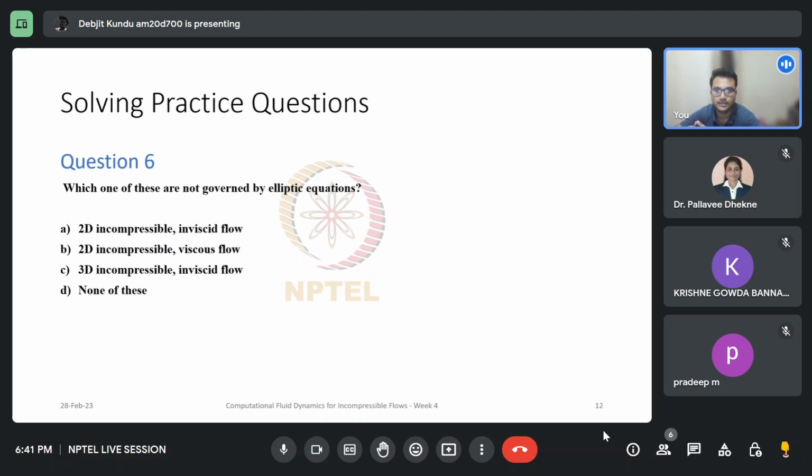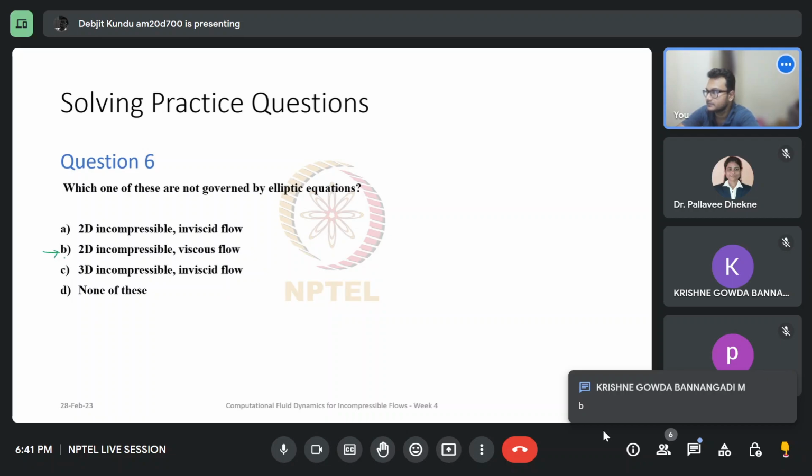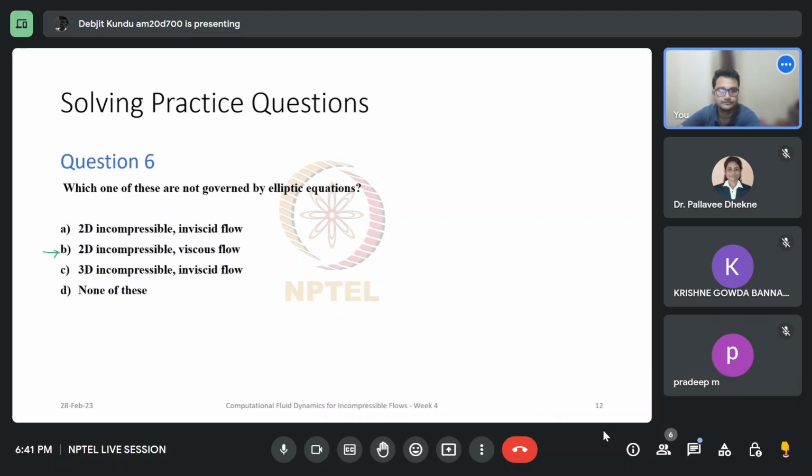So is it option A, a 2D incompressible inviscid flow? Is it option B, a 2D incompressible viscous flow? Is it option C, 3D incompressible inviscid flow? Or is it option D, none of these? Okay, so we have one answer in favor of option B. Let's see what others have to say. Read the question carefully.